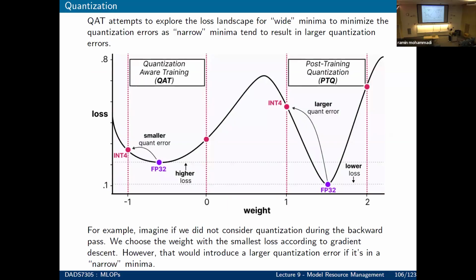So in quantization-aware training, when you train a model, the purple FP32 that you see has a corresponding loss. On the right is post-training quantization. So the loss here is lower than this. That means if you train a model without fake quantization, you get a better loss, better accuracy.